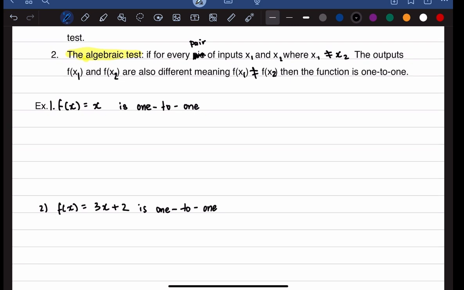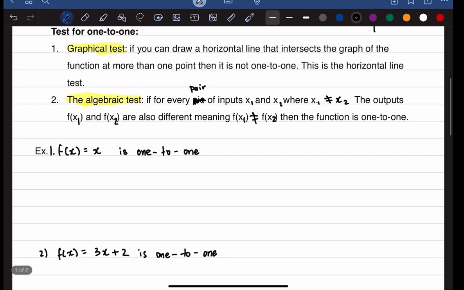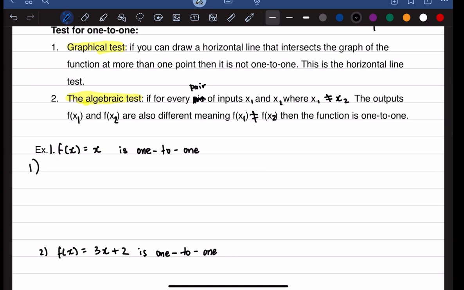So our first example is f(x) = x, and this is one-to-one. How? Let's try it out. Actually, we'll do the algebraic test first so I can show you the graphical test after. What we want to do is choose a range of numbers that we can test that will give us a y output. So let's do -2, -1, 0, 1, and 2. This is going to be our x, and this is going to be our y.